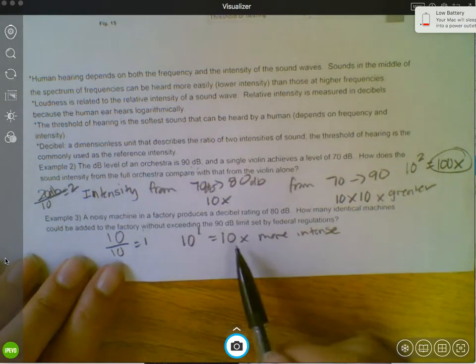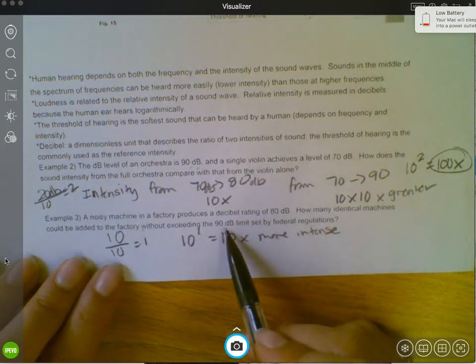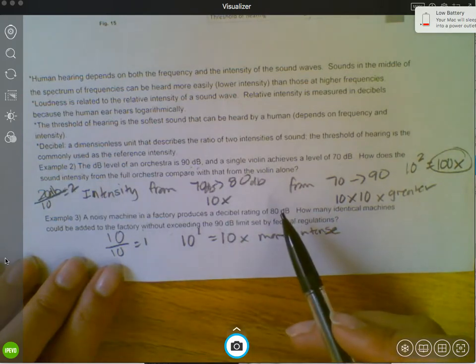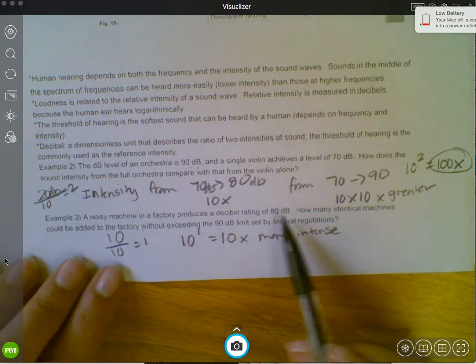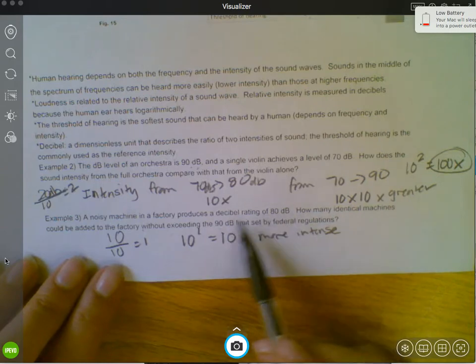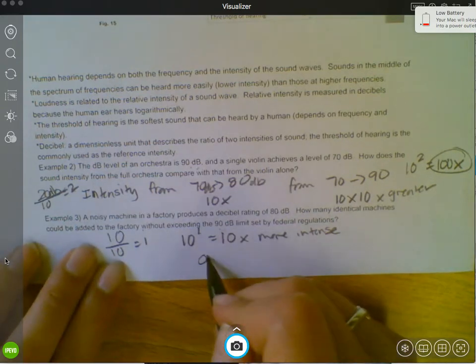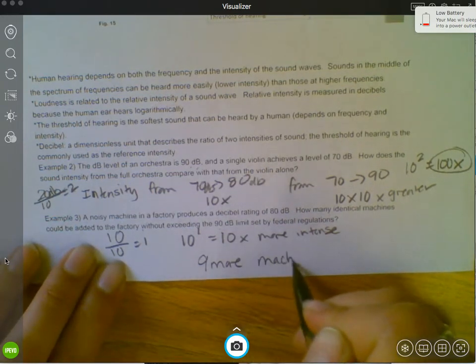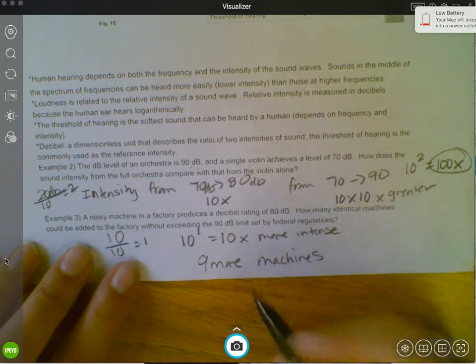Okay? In order to make this room sound 10 times more intense, you would need to have 9 more machines. So 10 times more intense, so you can actually have 9 more machines like that to not break this. Now, if you had 10 more machines, then you'd have 11 machines total, and then you'd actually have 91, right? So that would not be good. But in order to get to 90, you already have 1 at 80. You could have 9 more machines at 80 decibels, which would make it 10 times more intense than having 1, because you'd have 10 instead of 1.